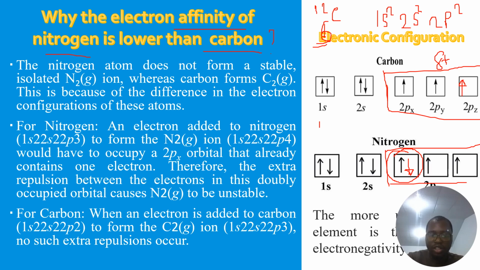In case you are going through the notes, can you change this electronegativity? It was just a typo, change it to electron affinity. So in conclusion, the more stable the electronic configuration, the higher the electron affinity that is expected.